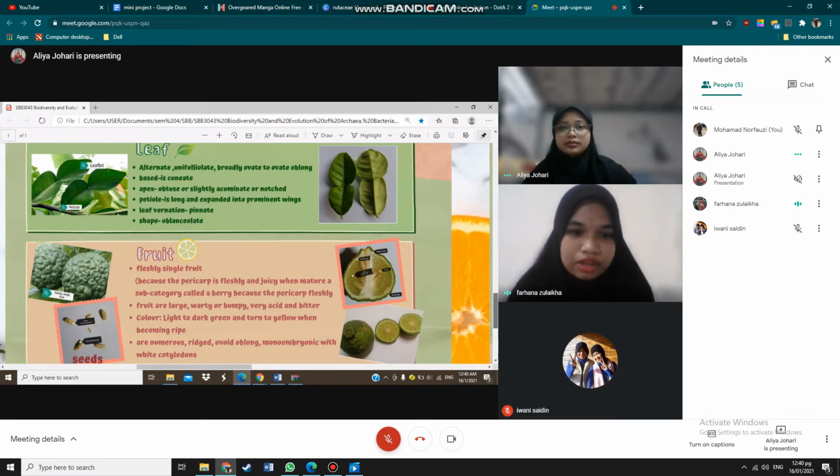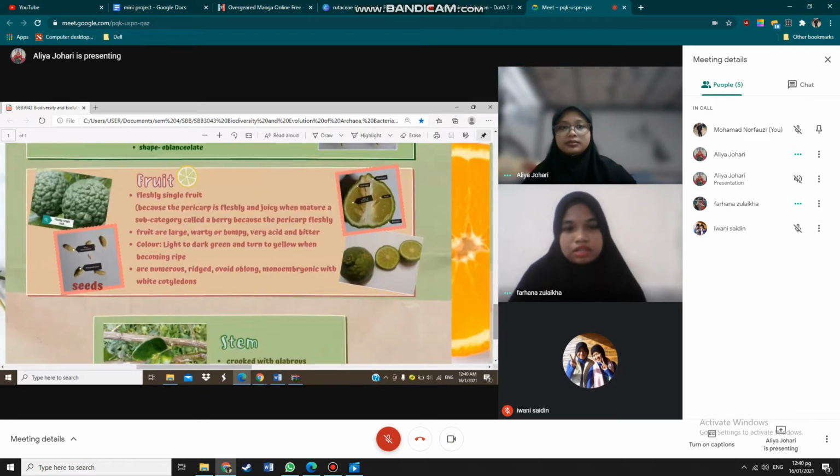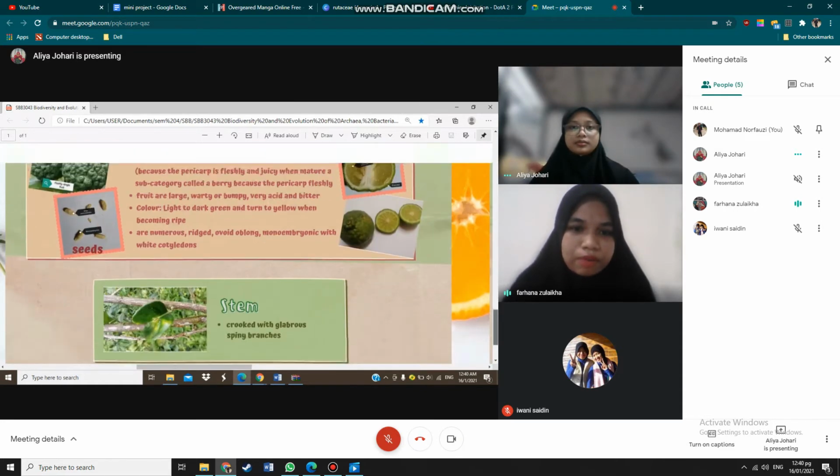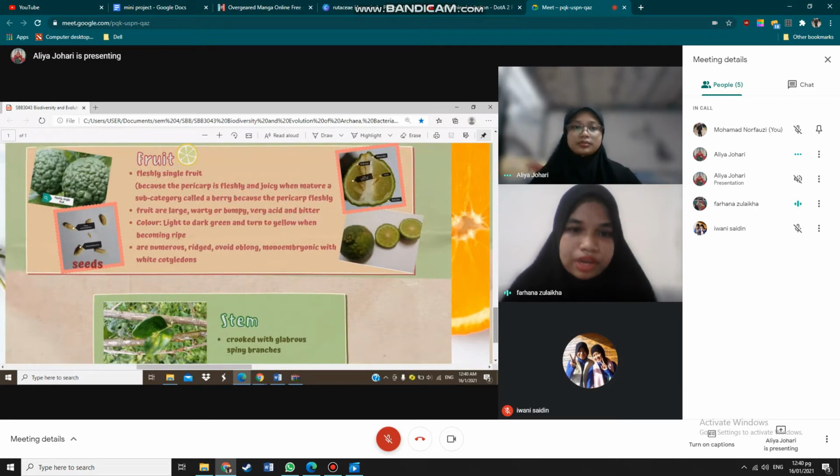Oblongular. Okay, for the fruit, Citrus hystrix is a fleshy single fruit because the pericarp is fleshy and juicy. When matured, a sub-character called a berry because the pericarp is fleshy. Fruits are larger, variety or bumpy, very acid and bitter. Color light to dark green and turn to yellow when ripe.